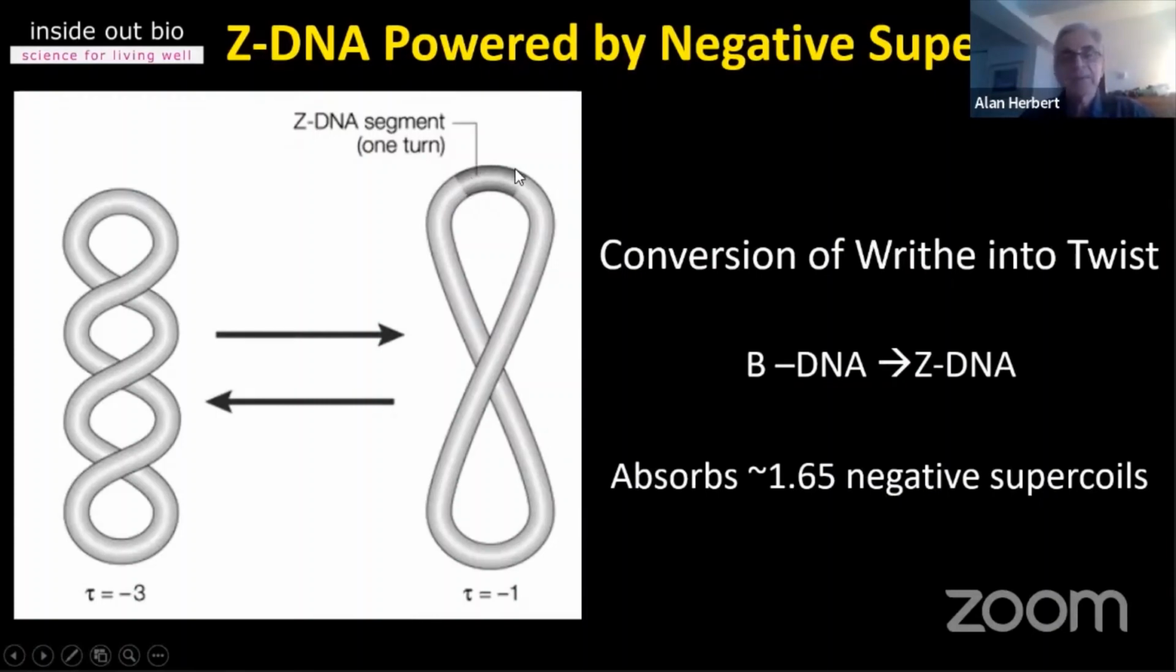And about 1.6 of that is the actual difference in the helical parameters of BDNA and ZDNA. But also you have to allow for the fact that there have to be BZ junctions, the junction between left-handed and right-handed DNA, that causes some unwinding as well.